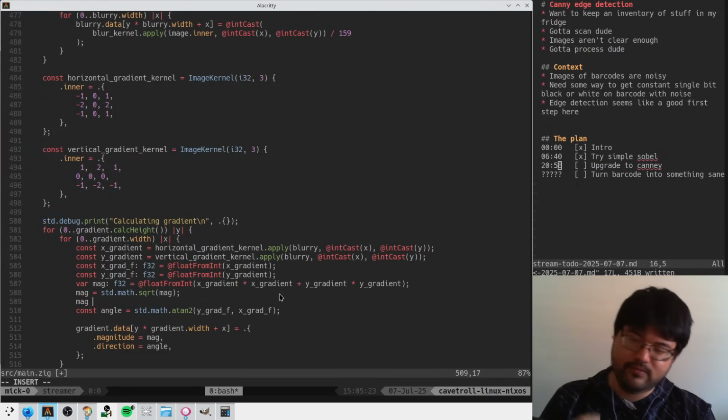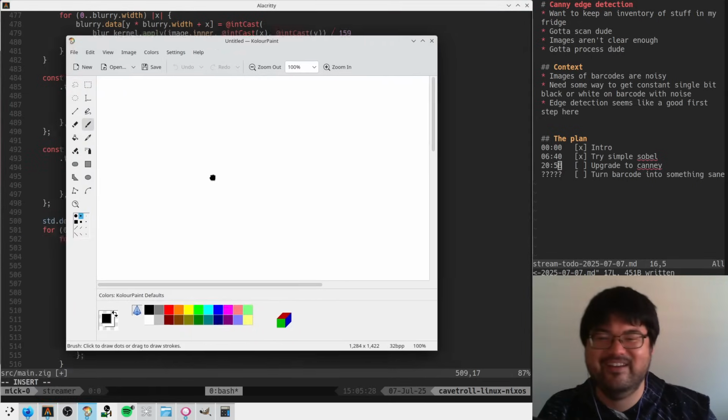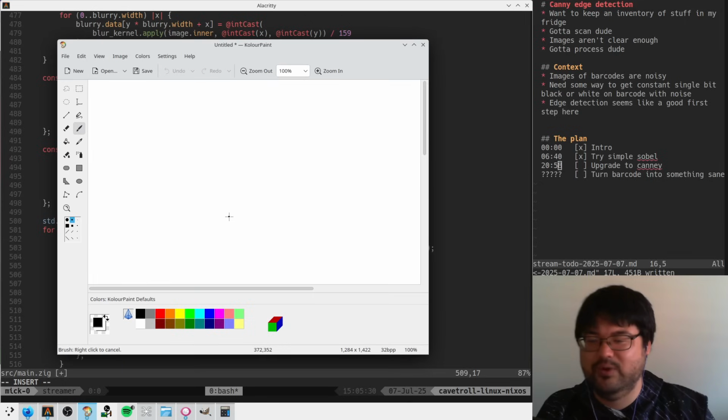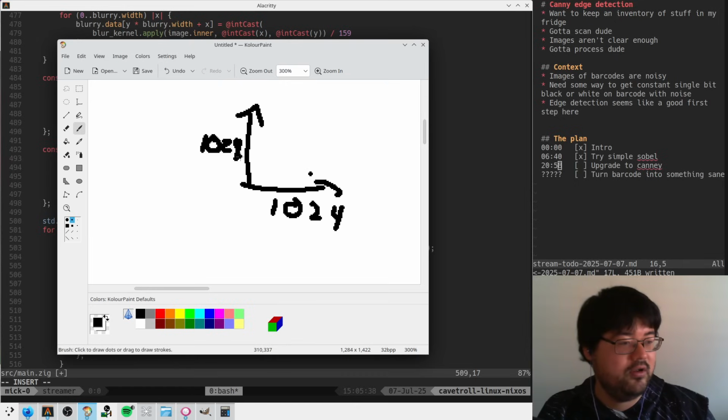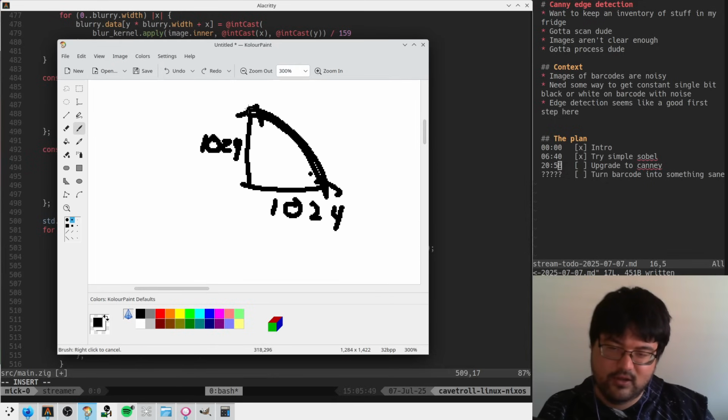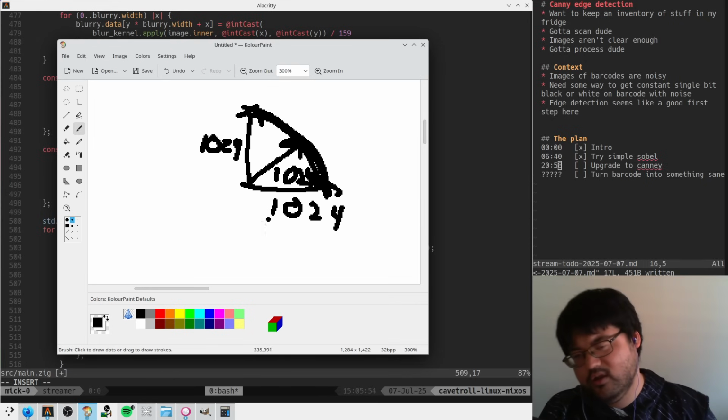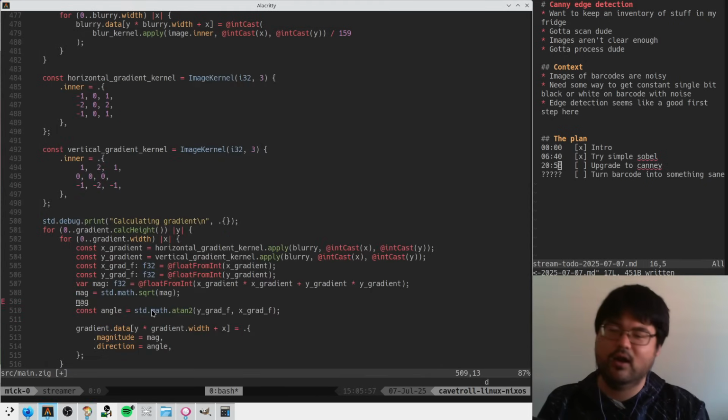So now, hold on. We have a circle here where we have 1024, 1024. Once you do a squared plus b squared, square root, it's always going to be on this arc. So this length will never exceed 1024. And that means here we can do mag divide equals 1024.